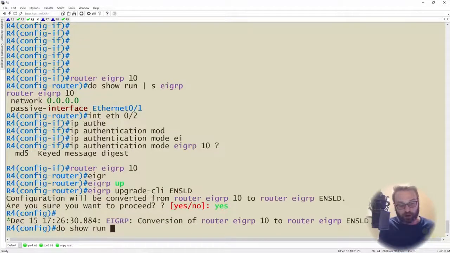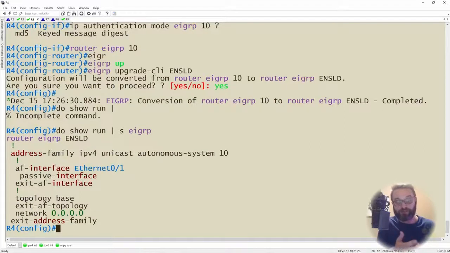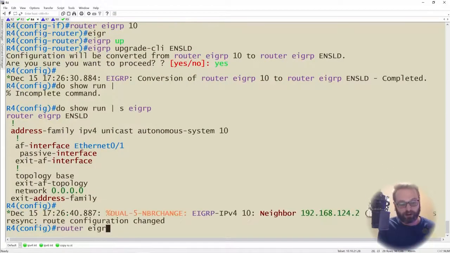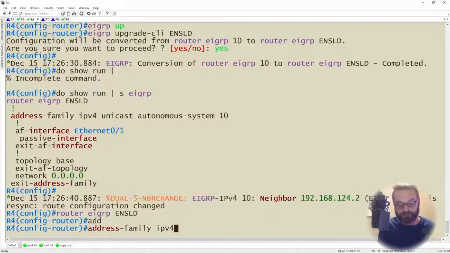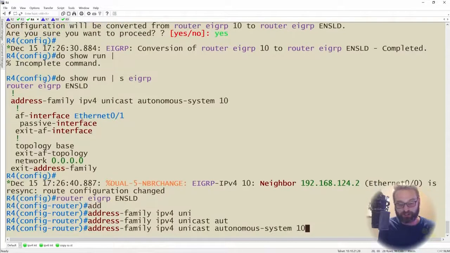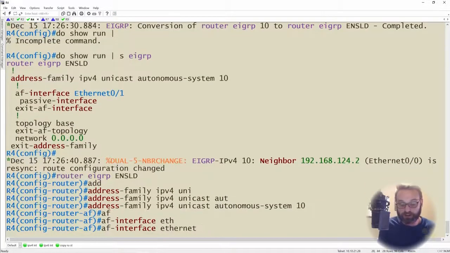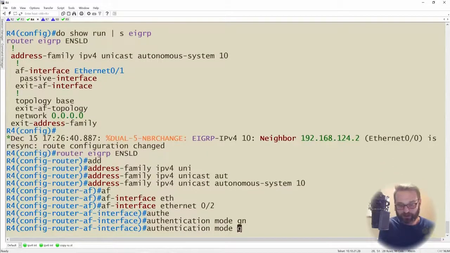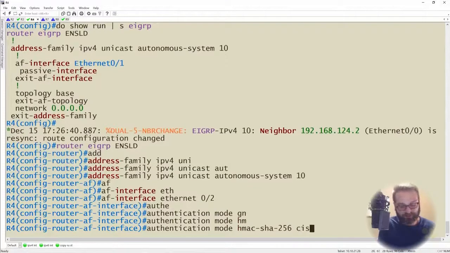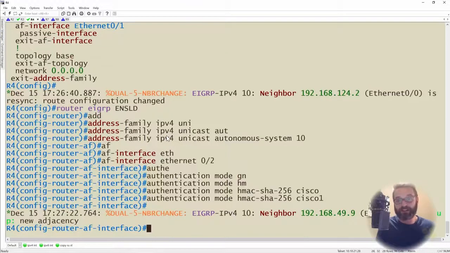Now, if I do show run section EIGRP, check this out. Now we actually have converted into named EIGRP configuration mode. I'll go router EIGRP ENSLD, address family IPv4 unicast autonomous system 10. I'll go into my interface where I wanted to configure this, which was Ethernet 0.2, and I'll set authentication mode HMAC, not GMAC, HMAC SHA-256, and the password, the password was Cisco1, wasn't it? And there we go. The neighbor adjacency comes back to life.